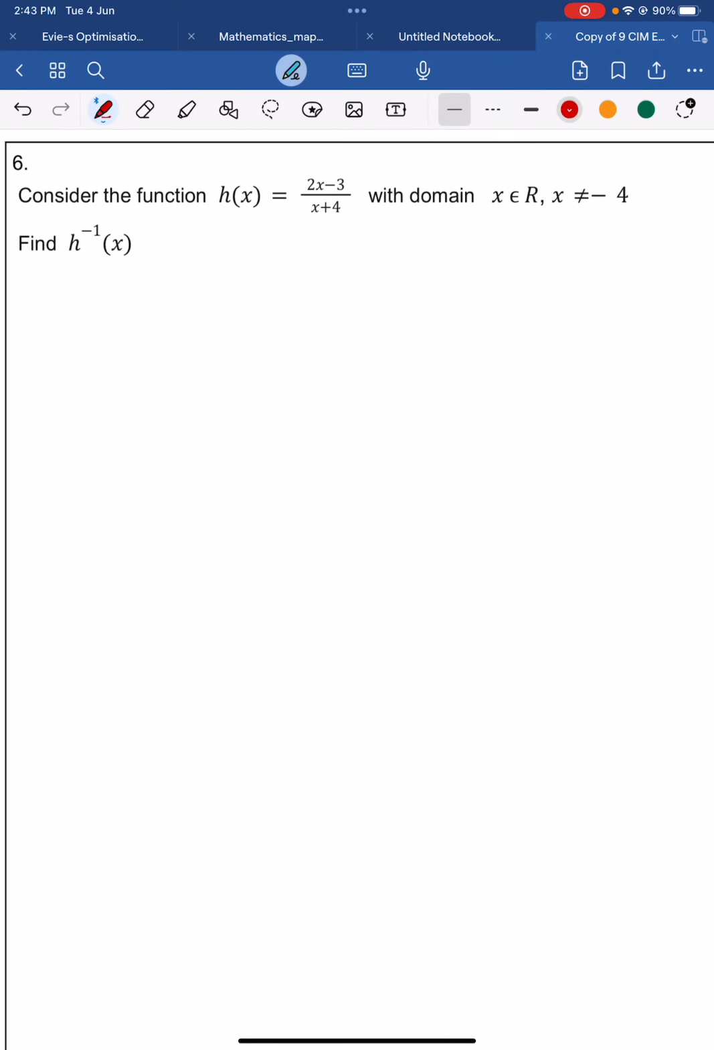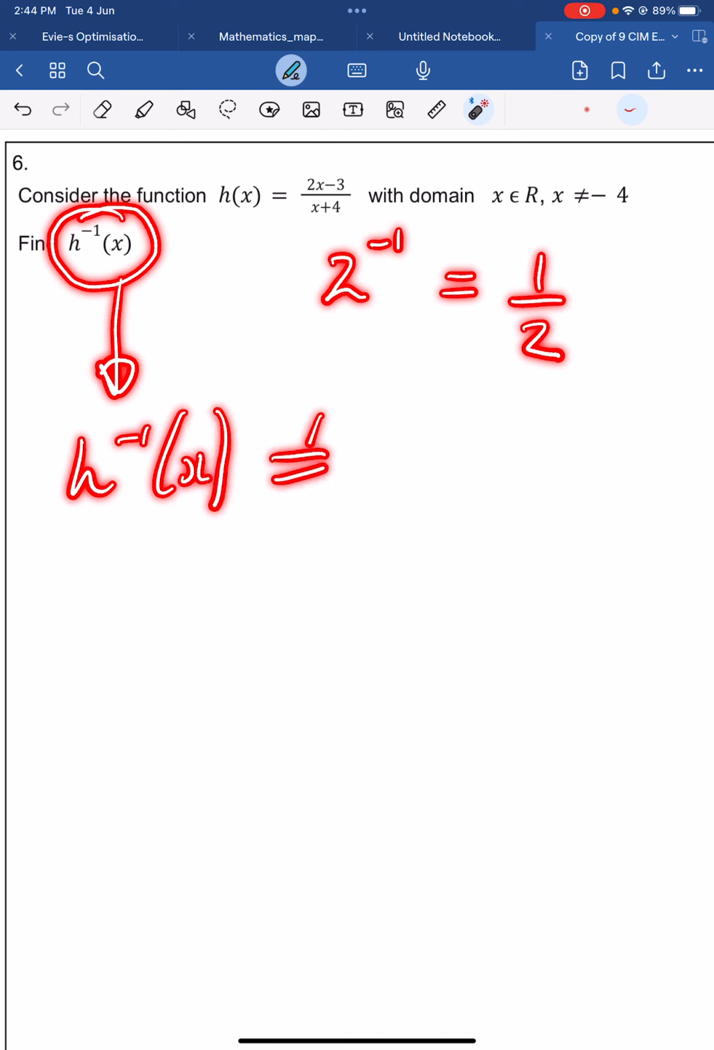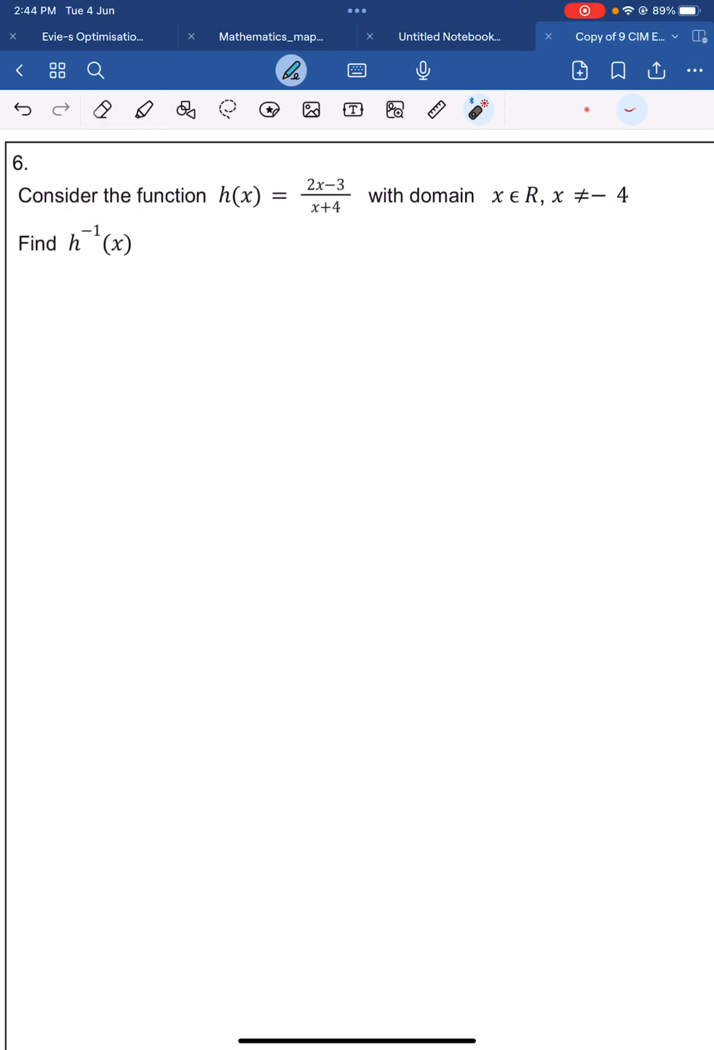Okay, so here is h of x. It's a function. The key thing to remember here is h to the negative 1. When you see 2 to the power of negative 1, that's a power, that's 1 over 2. But when we have functions, h to the minus 1 of x is definitely not 1 over h of x. This is the notation for inverse function, working backwards. So that's a key recognition point to start with.